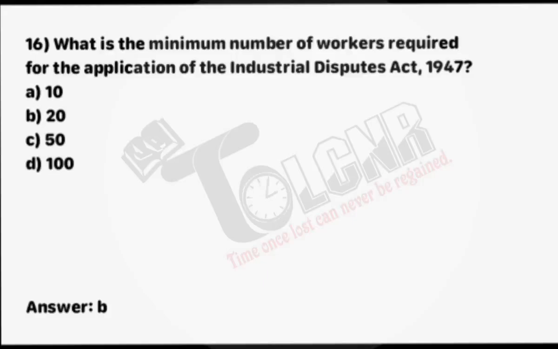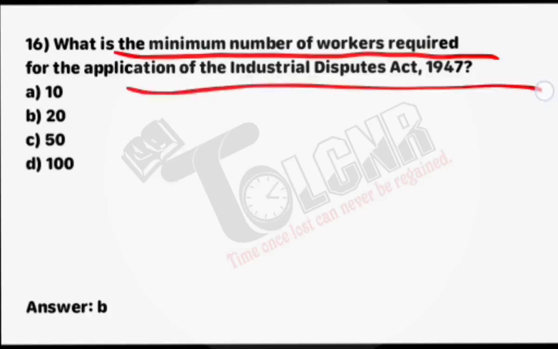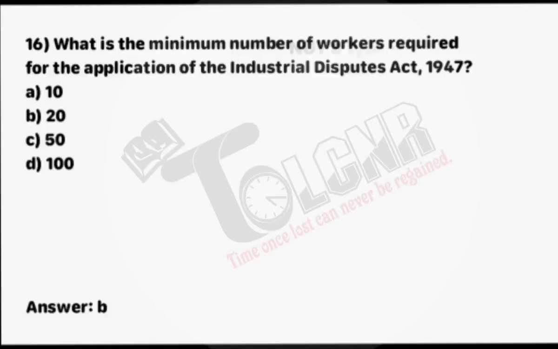Next question, what is the minimum number of workers required for the application of the Industrial Dispute Act 1947? Option A 10, option B 20, option C 50, option D 100. Option B is correct, 20. 20 is the minimum number of workers required for the application of the Industrial Dispute Act 1947, right?